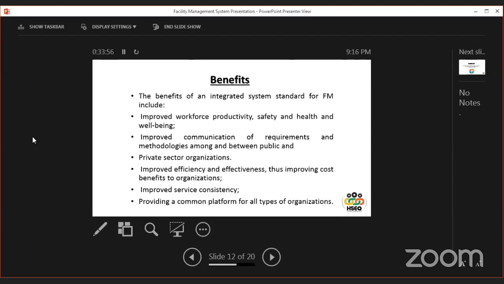And when we talk about the word sustainability, the word consistency, there is a requirement to have a robust and strong management system in place so that we can have a grip on our management system, so that the consistency of the quality of our service and product is maintained for a long time. Providing a common platform for all types of organization.